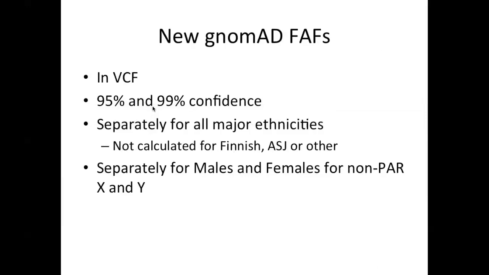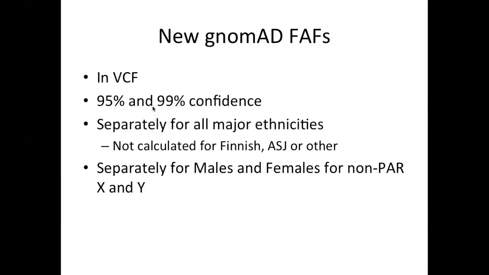So as I said, we've just put these values into the gnomAD browser. We've also got them for any savvy bioinformatics people in the new gnomAD VCF as filtered in the info column. And we've now listened to a lot of feedback from people and expanded this data to now include both 95 and 99% confidence. We've included the separate values calculated across all the major ethnicities. And importantly here, we never calculate FAF on the founder population, the Finnish or the Ashkenazi Jewish, or on the small other population.